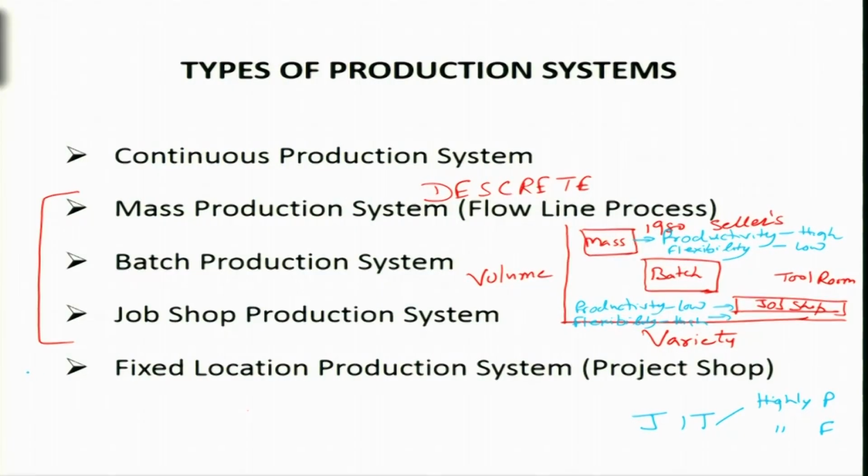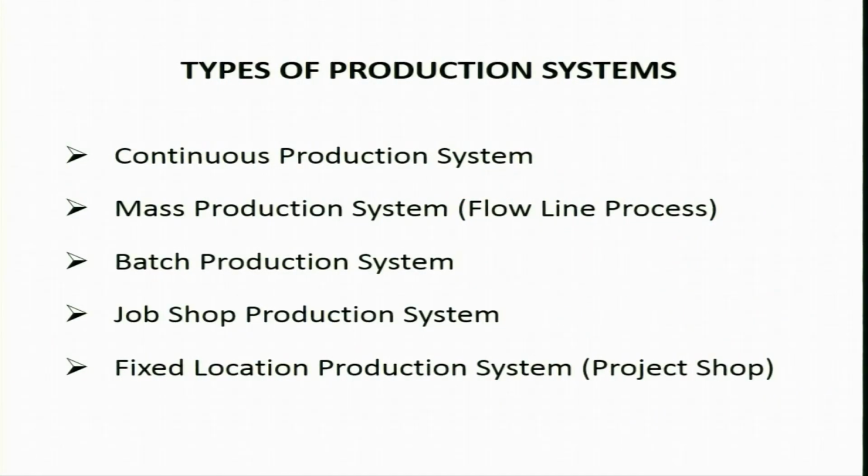Then the fifth type of production system is the fixed location production system. This is also called project shop. This is like construction of a flyover, or manufacturing of a ship, aircraft, etc.